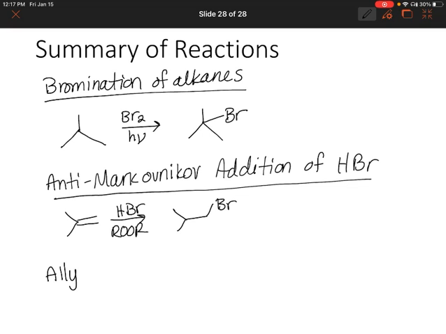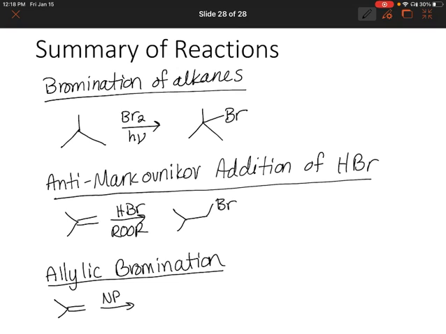And then finally, we talked about allylic bromination. So if we start with that same alkene that we drew above and we add N-bromosuccinimide, NBS, and light, we end up with the bromine attaching to the allylic position. So remember, the allylic position is right next to that double bond, so it's one carbon away from the double bond, and that's where bromine will add.